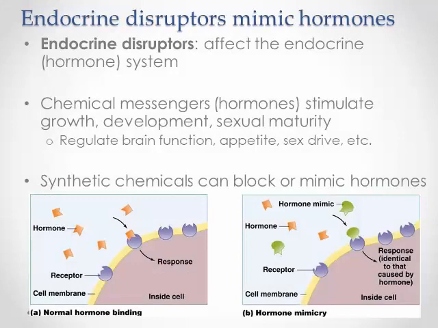Finally, the last toxicant type we will consider is endocrine disruptors. These compounds disrupt the endocrine system, which is the hormone system. Endocrine disrupting compounds are called EDCs for short. Hormones are chemical messengers that stimulate growth, development, and sexual maturity. Hormones regulate brain function, appetite, sex drive, and many other body processes. Synthetic chemicals can block or mimic hormones.